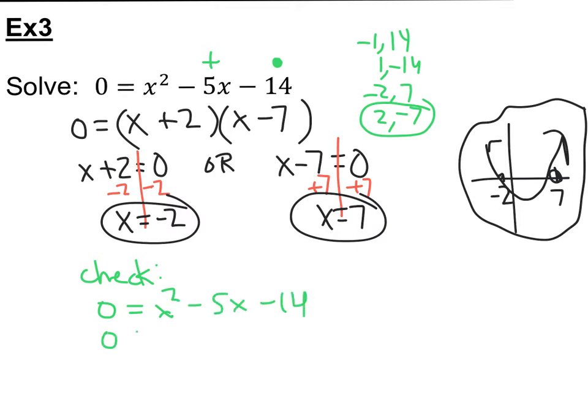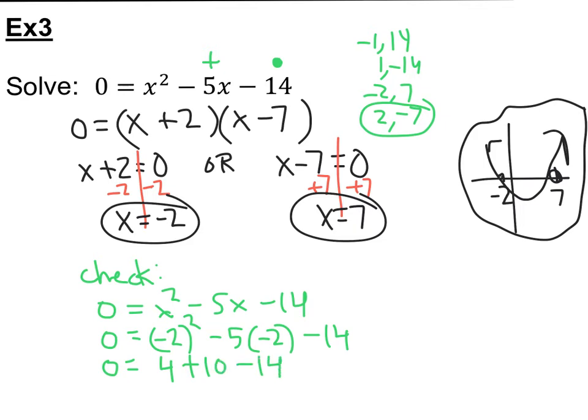And in all of our x's, we're going to plug in a -2. Now, watch what you're doing with your parentheses. I have to put in parentheses for all my -2's because a -2 times -2 is +4. A -5 times -2 is +10. And we get a 14 minus 14, which is 0. Perfect.